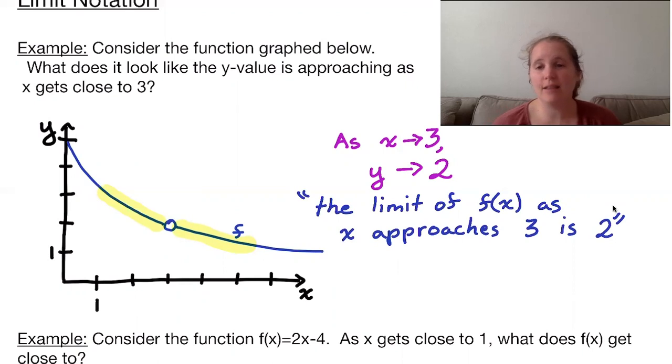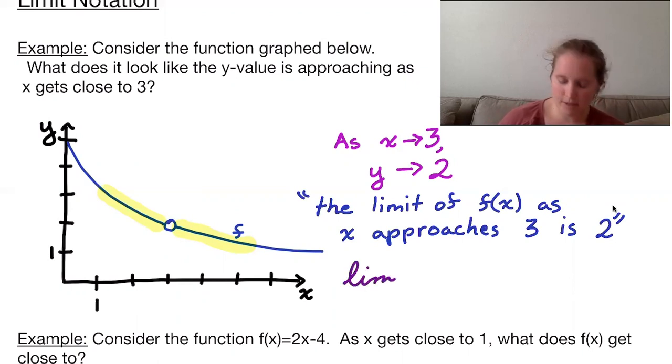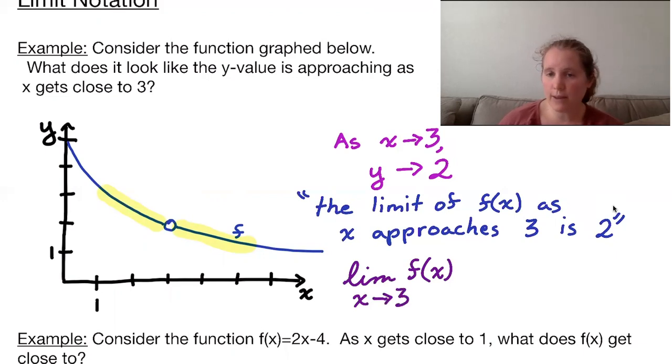And instead of writing the limit of f of x as x approaches 3 is 2, what we instead write is LIM, shorthand for limit. And then we put an f of x to say we are taking the limit of the function f. Down below, we put an x, an arrow, and 3 to say that x is approaching 3. And then we say that this is 2. So this is the shorthand way of saying the limit of f of x as x approaches 3 is 2.